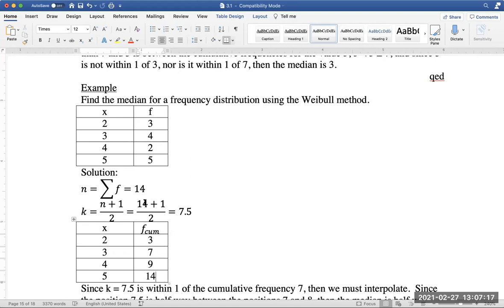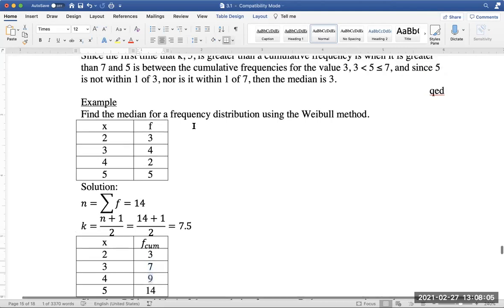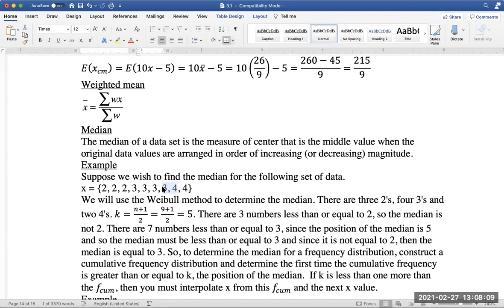Okay, so the last cumulative frequency here is 14, so N is 14. 14 plus 1 is 15 divided by 2, 7.5. So we're in the 7.5 position. So K is 7.5. Let's find the first time my cumulative frequency is greater than 7.5. The first time it's greater than 7.5 is here. But 0.5 is less than 1 away from this. So if you're less than 1 away, then you're going to have to do some sort of interpolation. We are halfway past this. So what that means is I'm halfway in between these two values.